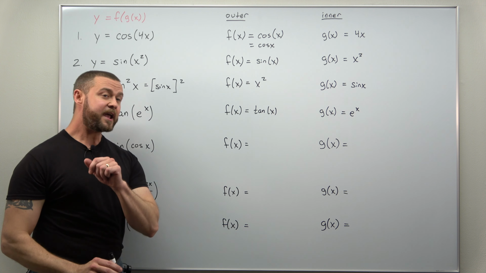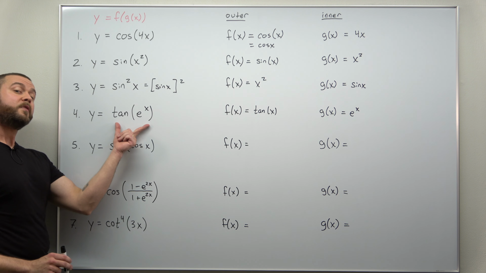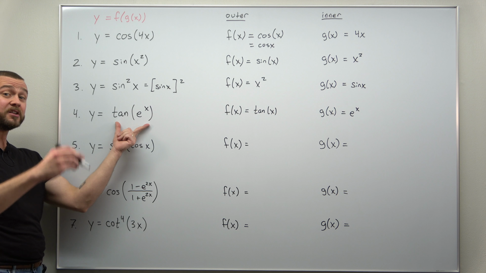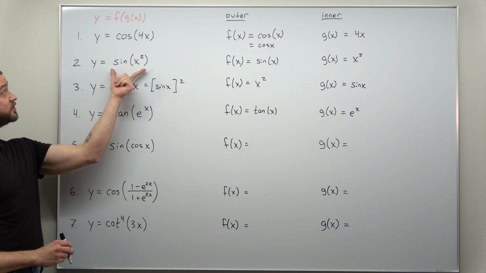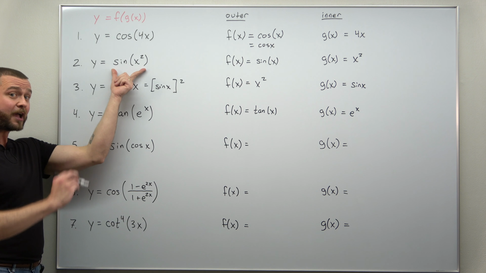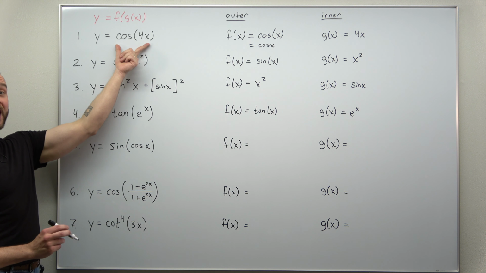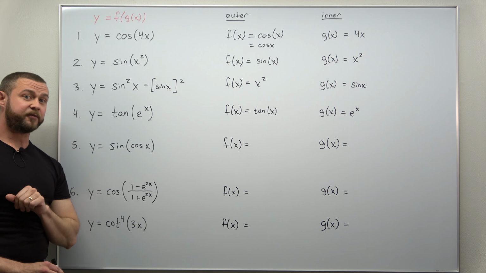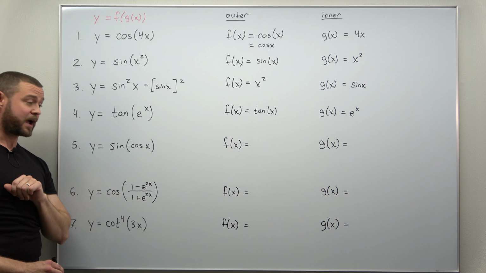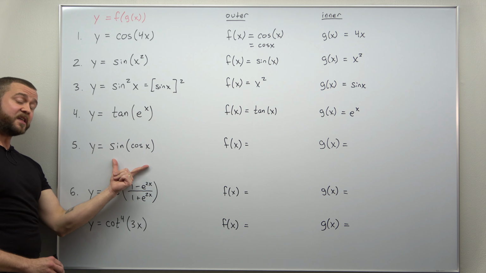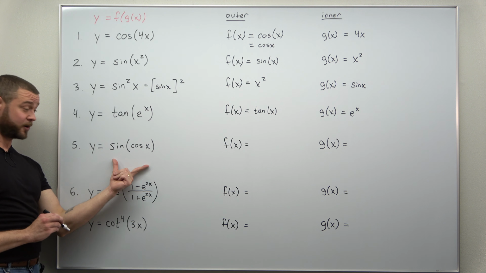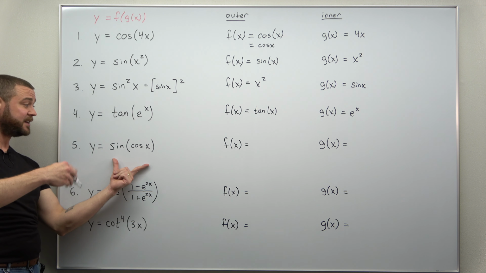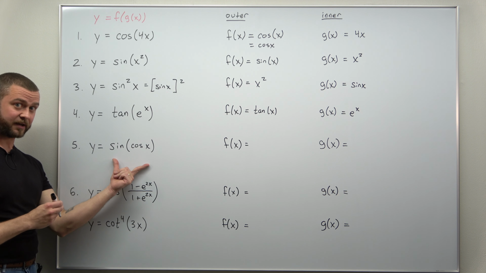Just, again, be careful here. You don't misinterpret this as multiplication. This is not tangent times e to the x, just like this is not sine times x squared, and that's not cosine times 4x. So just be careful of that. Now with that in mind, this also presents the same error or common misconception. This is not sine times cosine.